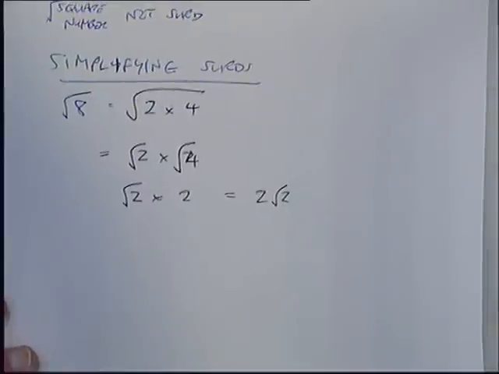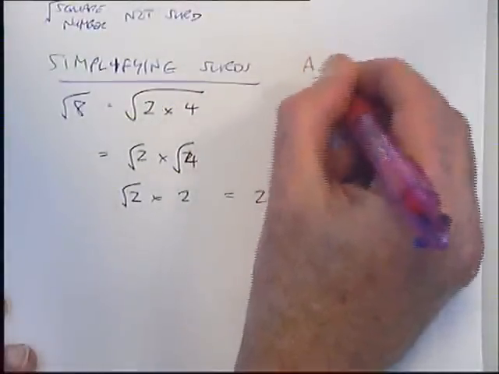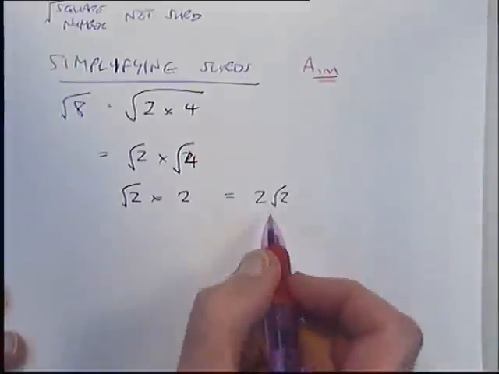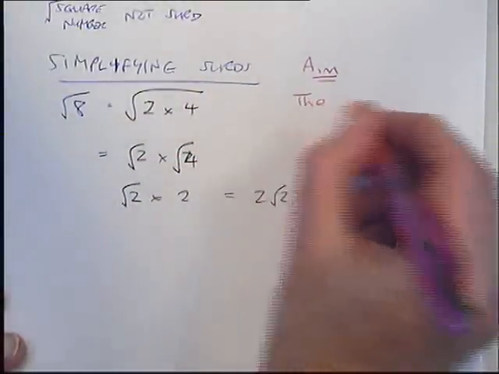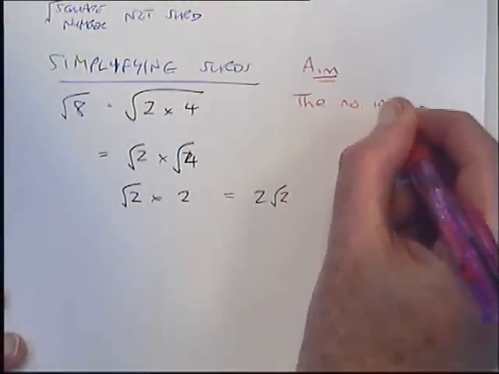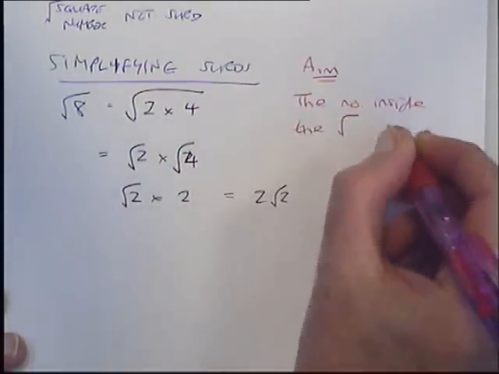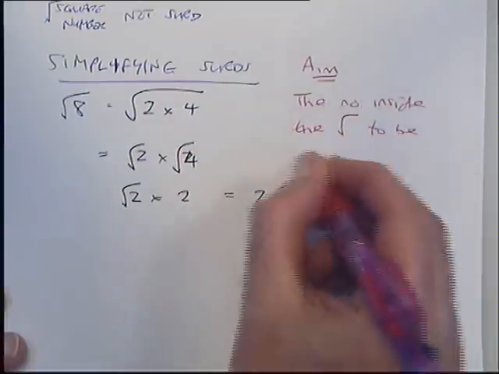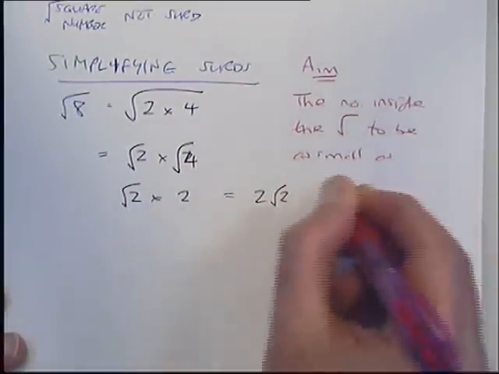That is an example of simplifying surds, and I'll go through that in far more detail, don't worry. If you are simplifying surds, what your aim is, is to make the number inside the square root as small as possible. So the aim is the number inside the square root sign to be as small as possible.